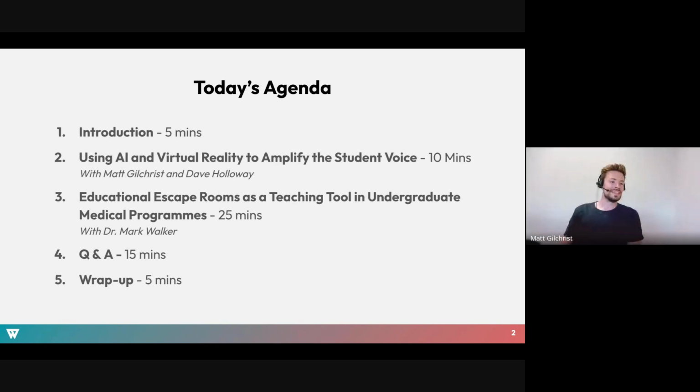Thanks, Mark. Thanks very much. Yeah, so I'm Matt Gilchrist. I'm a digital learning officer here in the Central Digital Learning team at the University of Sheffield. So I work with Dave, who's going to introduce himself in a second. He's sitting directly opposite me. So I work with Dave on supporting Wonda here at the University of Sheffield, amongst a variety of other digital learning tools such as Blackboard, Kaltura, which you may be familiar with. So yeah, nice to meet you all, and I'll pass straight over to Dave.